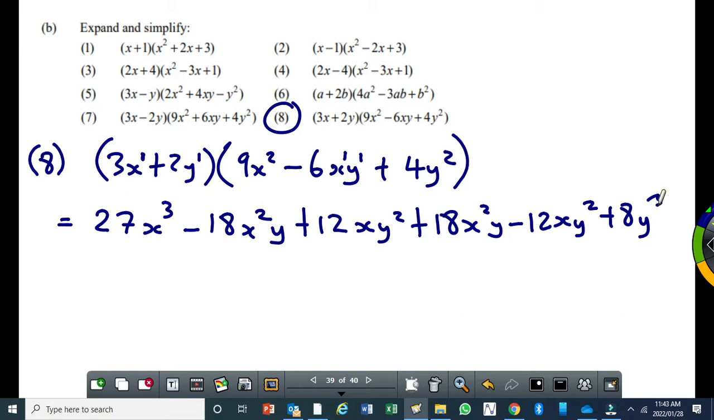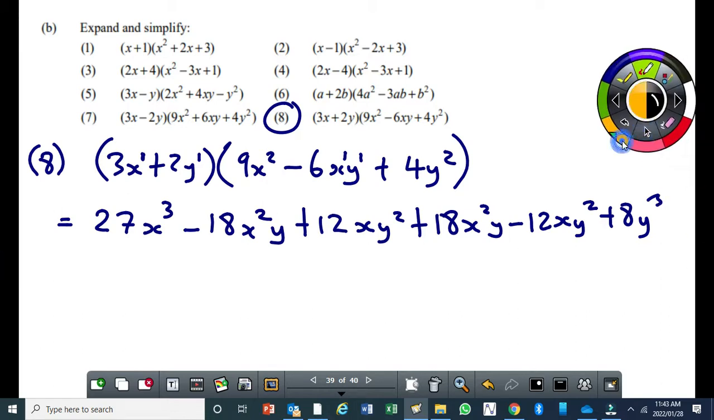Then you must check for like terms. Don't rush to say I'm done with the question. You must try to identify like terms. So we have this minus x squared y. We also have this positive x squared y. So those two will cancel out. So this cancels out with that. Why do they cancel? Who can explain that in words? Why they have to cancel out?